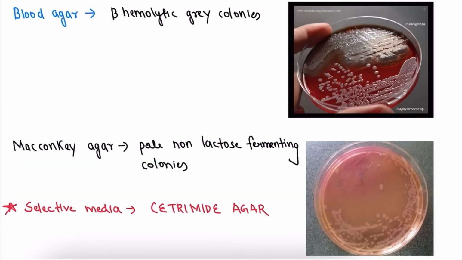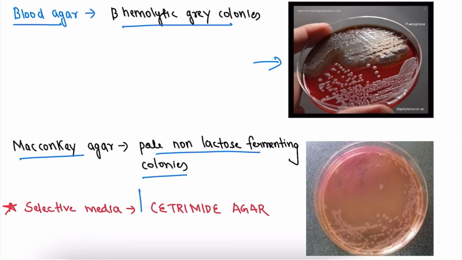Now coming to the blood agar. In blood agar, we are going to see beta hemolytic gray colonies, as we can clearly see in this image. Now coming to the MacConkey agar. In MacConkey agar, we know that it is a non-fermenter, so it should be producing pale non-lactose fermenting colonies. And the selective media for Pseudomonas is cetrimide agar. You have to memorize cetrimide agar, that is the selective media for Pseudomonas.